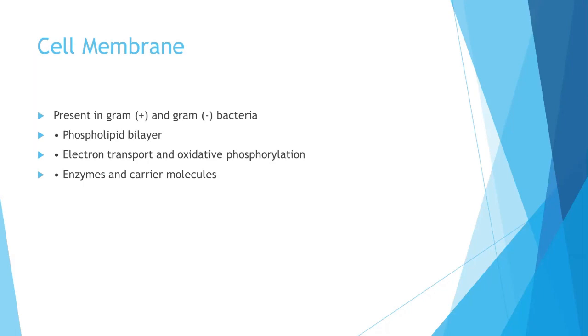The cell membrane is present in both gram-positive and gram-negative bacteria. It is a phospholipid bilayer, and it helps in electron transport and oxidative phosphorylation. It consists of some enzymes as well as some carrier molecules needed for electron transport as well as oxidative phosphorylation.